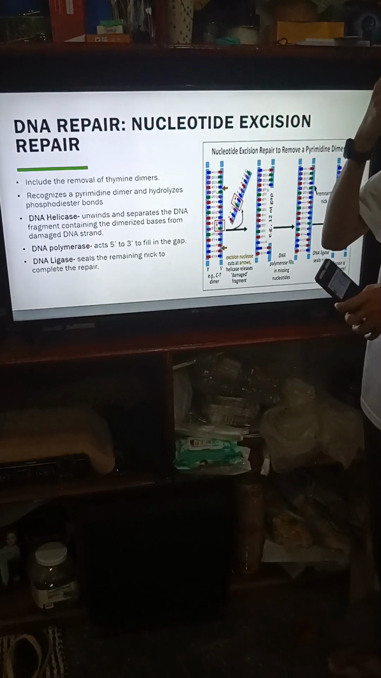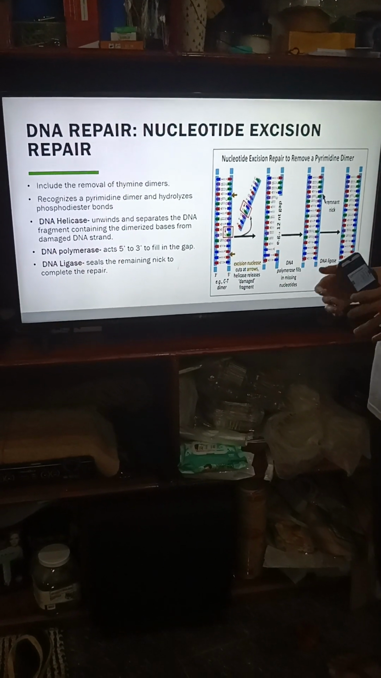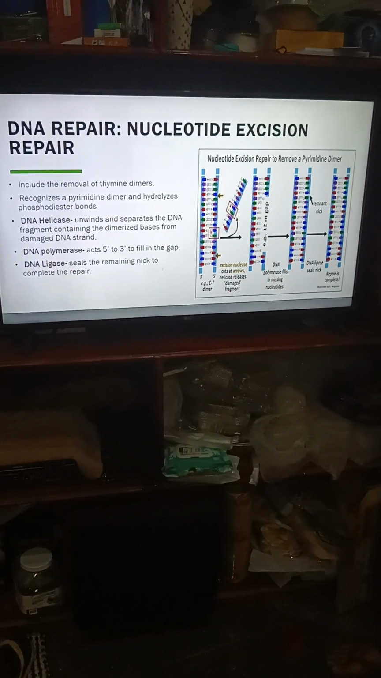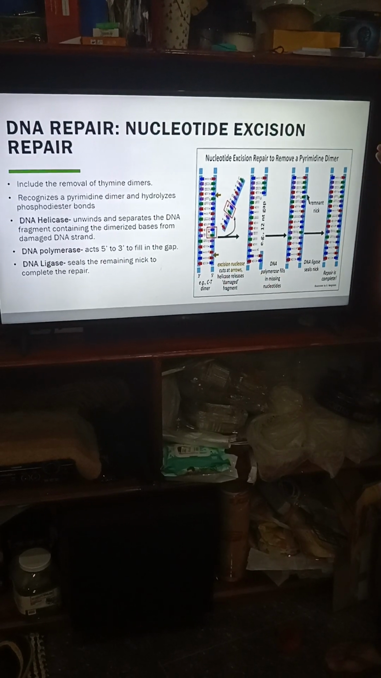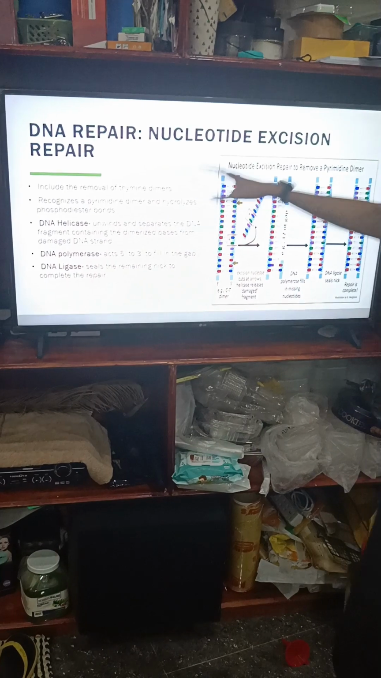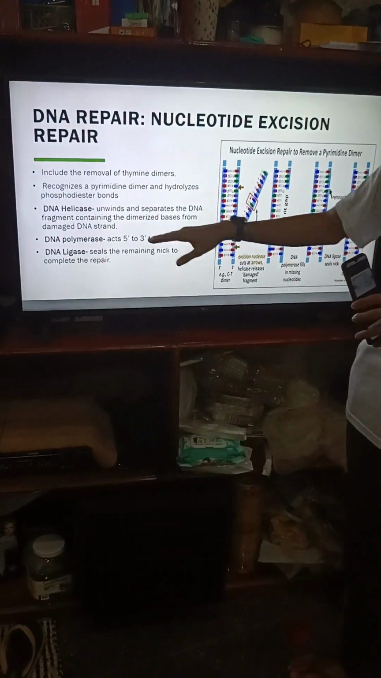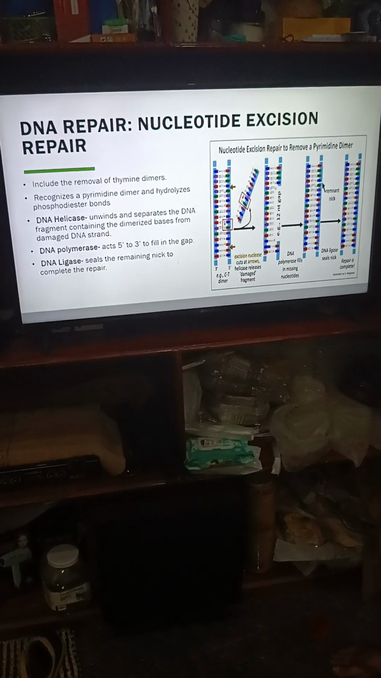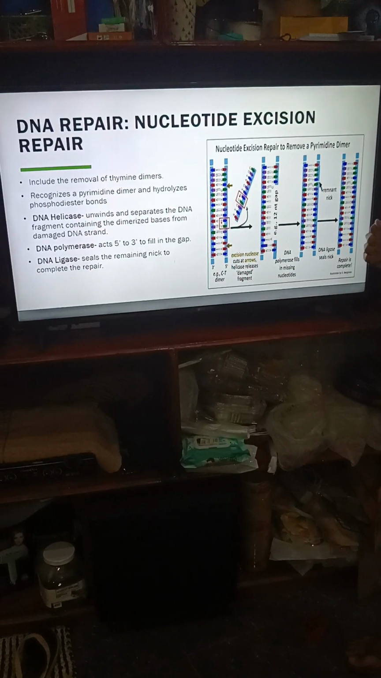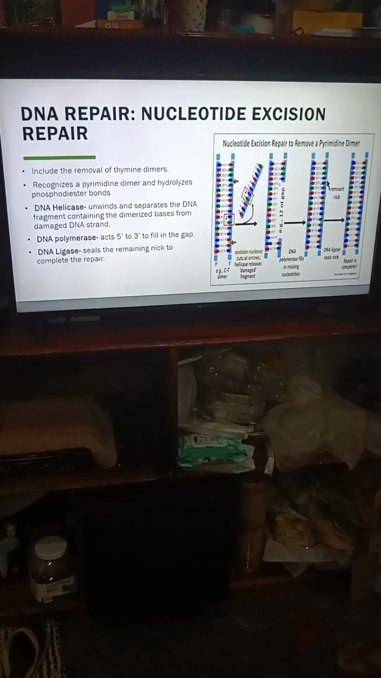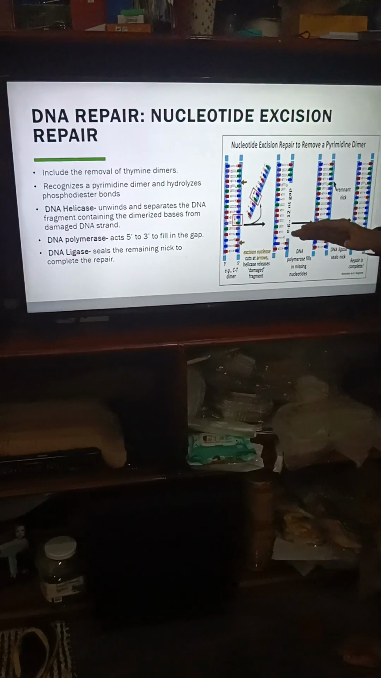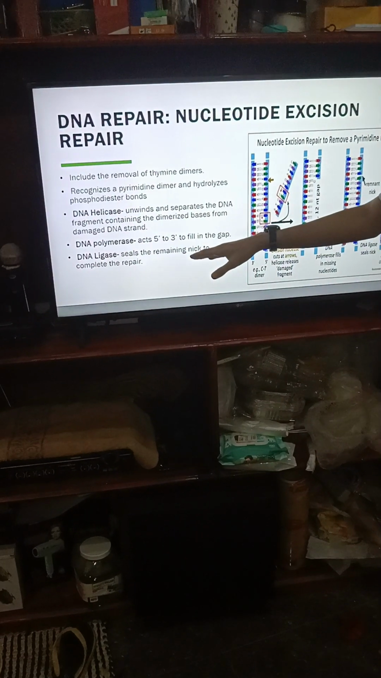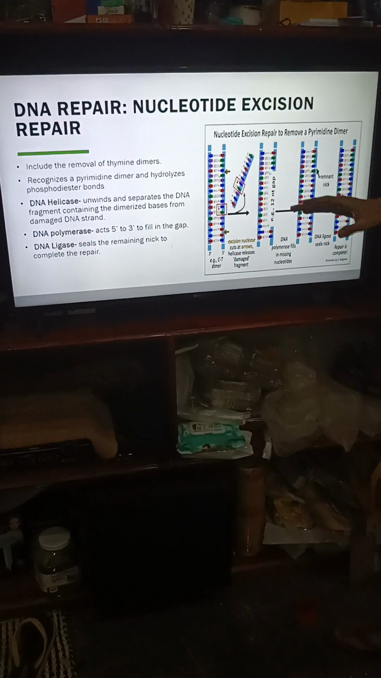Next, the nucleotide excision repair. So this includes the removal of thymine dimers and recognizes the pyrimidine dimer and hydrolyzes phosphodiester bonds. And DNA helicase, polymerase, and ligase are important parts of this mechanism, in which helicase unwinds and separates the DNA fragment containing the dimerized bases from the damaged DNA strand, and DNA polymerase acts 5' to 3' to fill in the gap, and the DNA ligase seals the remaining nick in order to complete the repair.